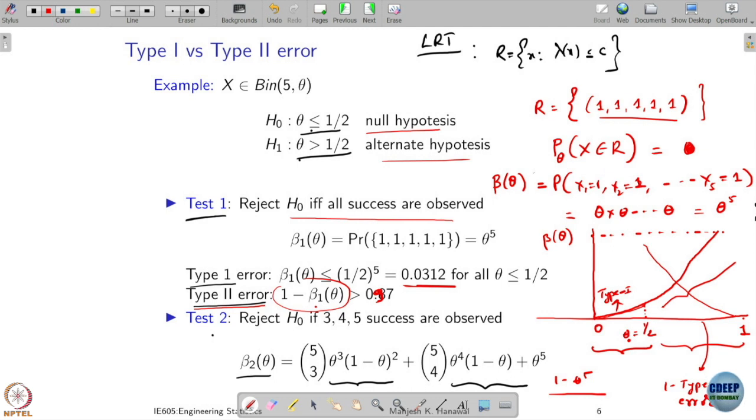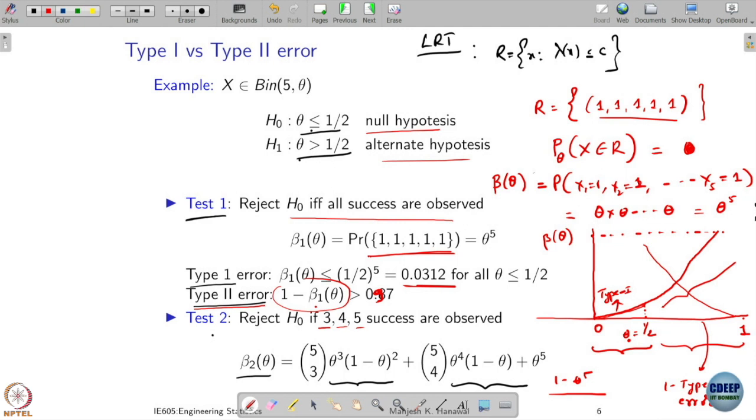It may happen that your sample is coming from the alternate hypothesis, but you may end up accepting it a good amount of the time. But that's a bad case for us, right? This is happening because we are looking at a very bad test. We are saying that only when everybody is one, I'm going to reject. Otherwise, I'm going to accept it to be the null hypothesis. So you can relax this test and say that, instead of all being one, when the majority are one, maybe I will reject. Otherwise, I will still accept.